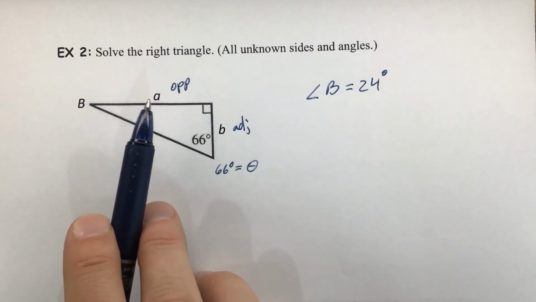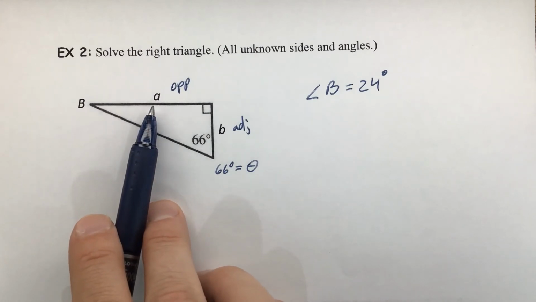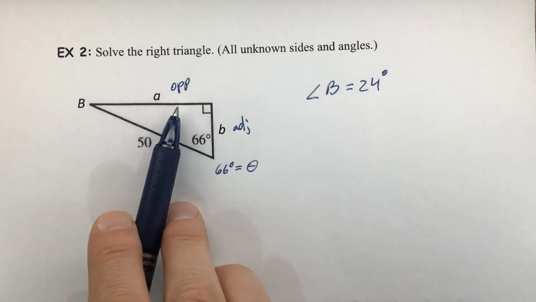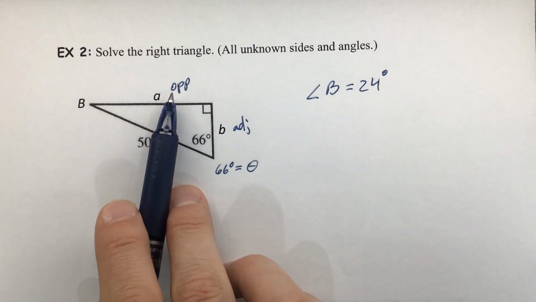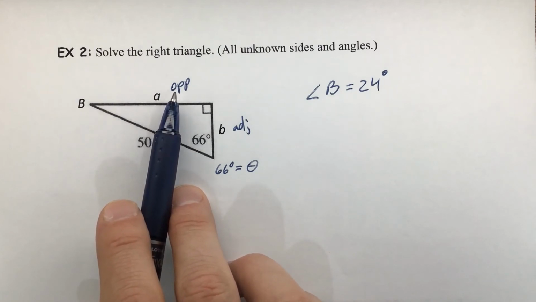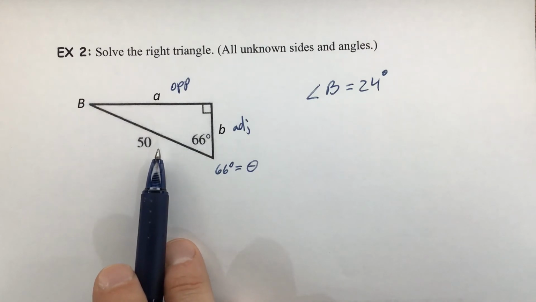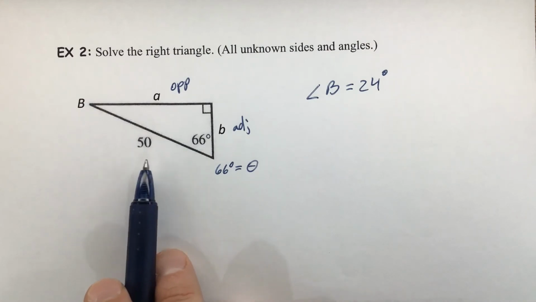Now, let's say that we're interested in figuring out A first. We'll go ahead and get that side. If I want to get A, that means I need to choose a trig ratio that involves the opposite side. In addition, the other side that I have available is the 50. I have that one.